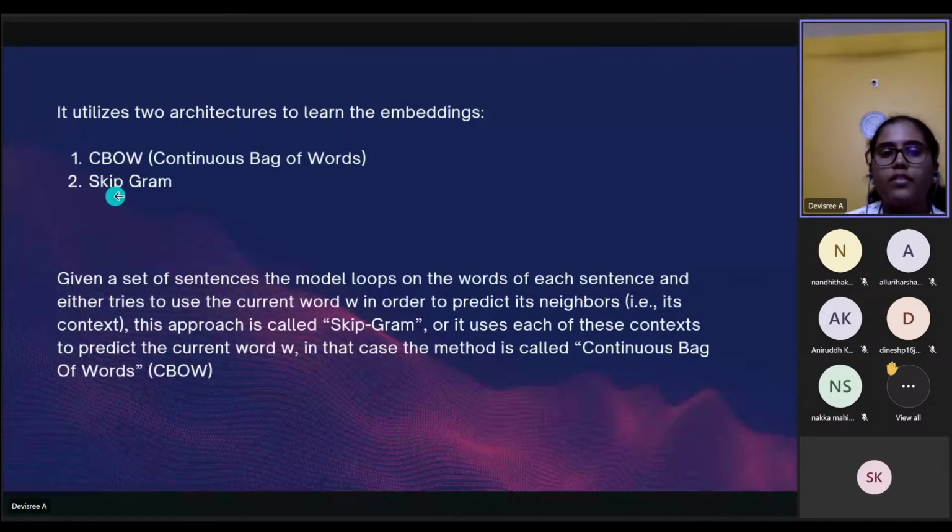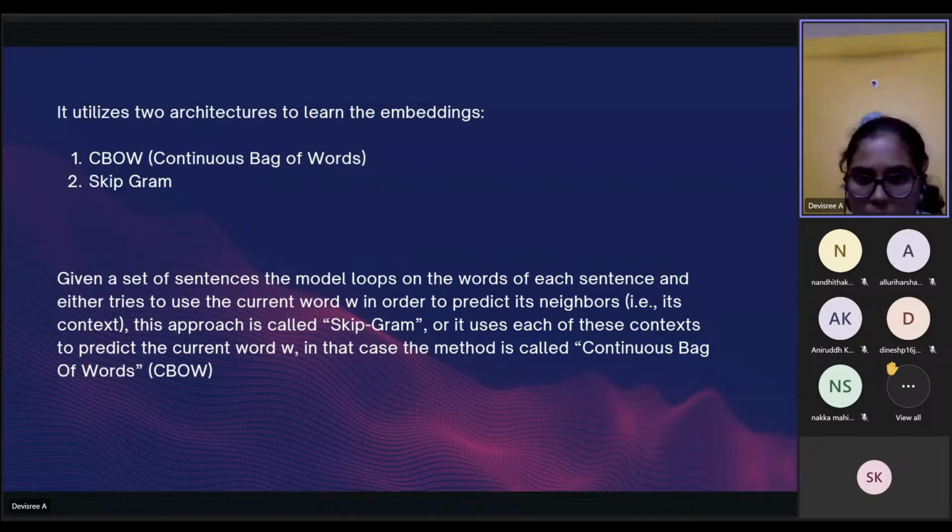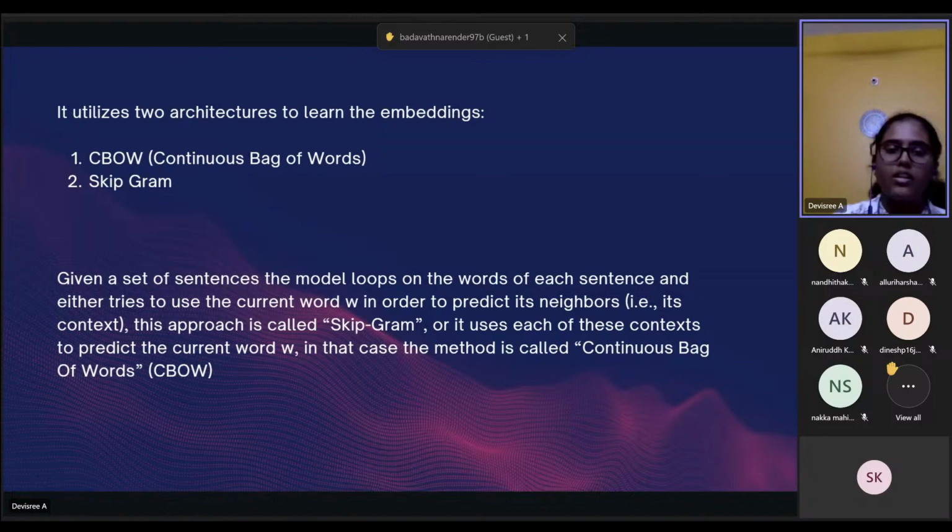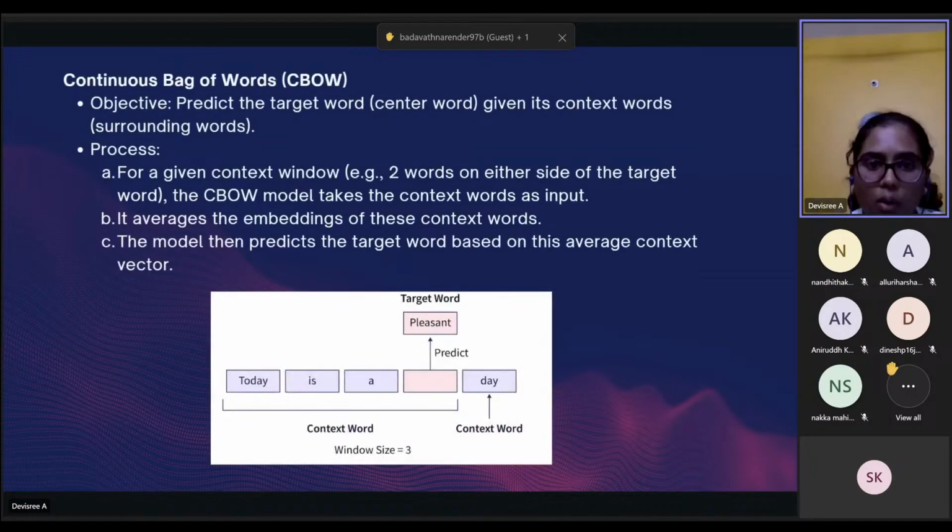For a given text, the model loops over all the words that are present. And there are 2 things, skipgram and CBOW. In skipgram, it takes a current word and predicts its neighboring words. Whereas in CBOW, it takes the neighboring words and predicts the current word. So let's see why it actually does the prediction. What is the entire point of prediction? Let's get into a little more detail.